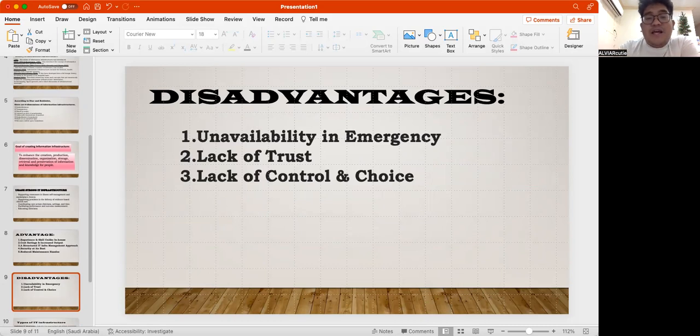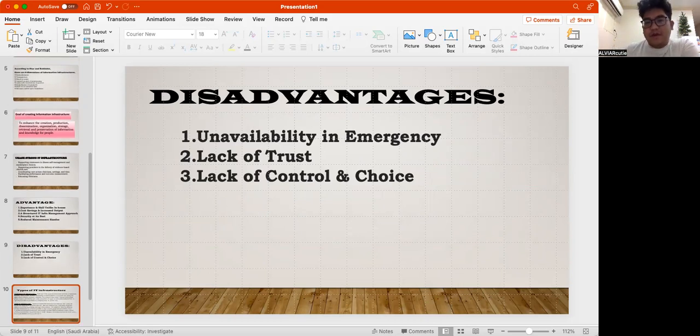So, number 1, inability in emergency. Siyempre, pag walang computer, walang kuryente, walang internet, so wala tayong access. Number 2, lack of trust. Bakit? Kasi may hacker na. Lack of control and choice. So, lack of control kasi pag nasa system na, hindi na natin control yan. Pwede nang may humawak ng iba, pwede nang hindi natin mabuksan.